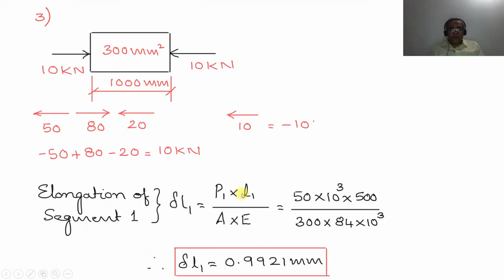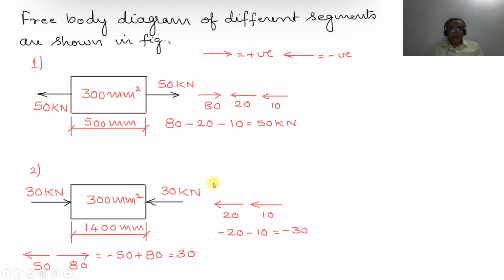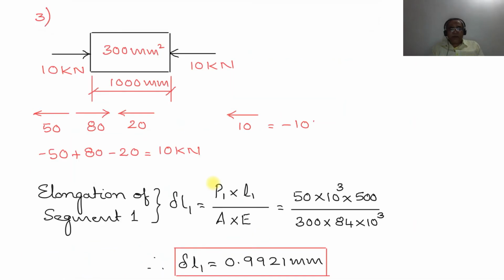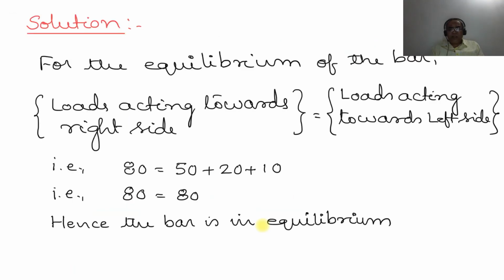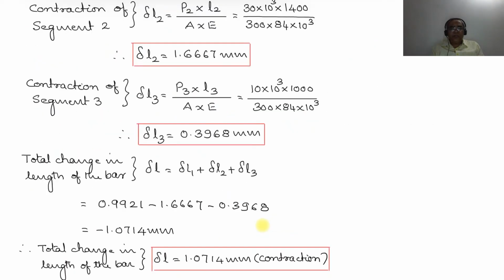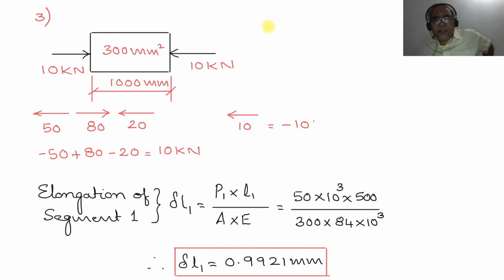So 50 into 10 to the power of 3. What is L1? The length of the segment is 500, divided by A, which is 300 because it is a uniform cross-sectional bar, into E. What is E? Young's modulus is 84 GPa, so it is 84 into 10 to the power of 3. On simplification, delta L1 will be 0.9921 mm.